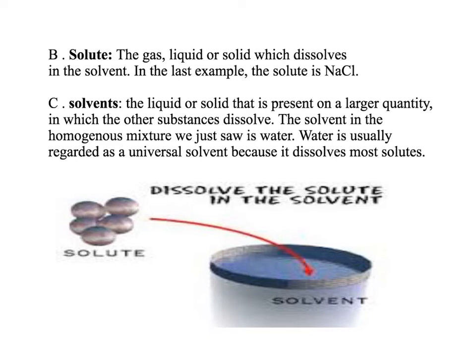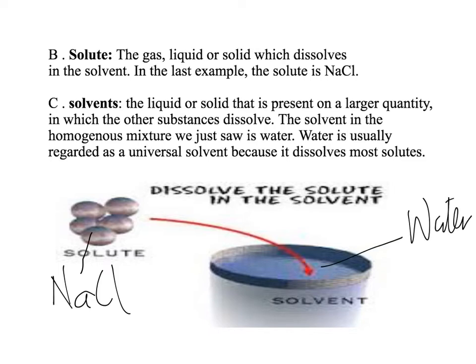Water is usually regarded as a universal solvent because it dissolves most solutes. So in the diagram below, let's assume, like we did in the first diagram, that the solute is sodium chloride, and then the solvent is water. So when you dissolve the solute in the solvent, you get a solution.